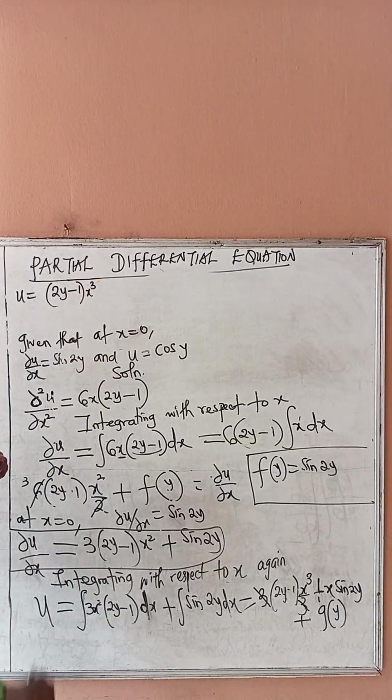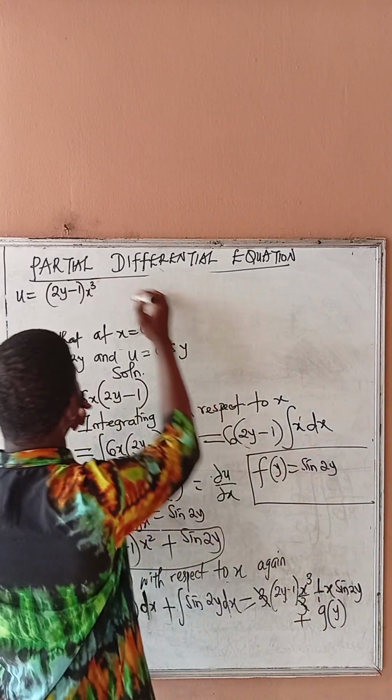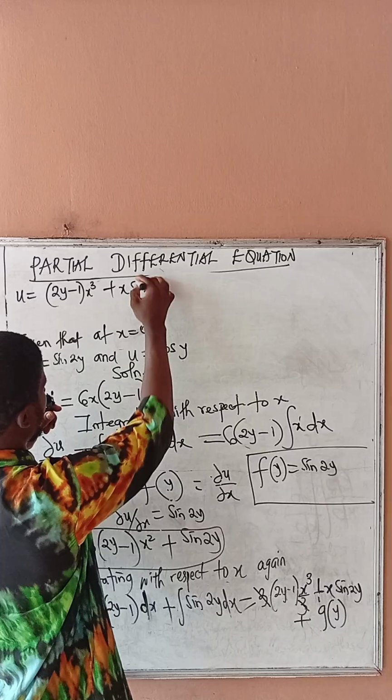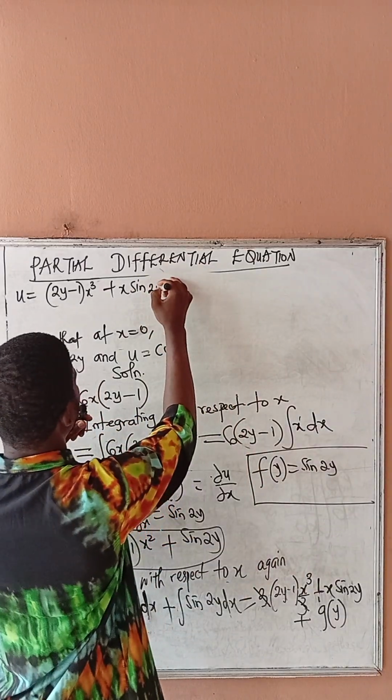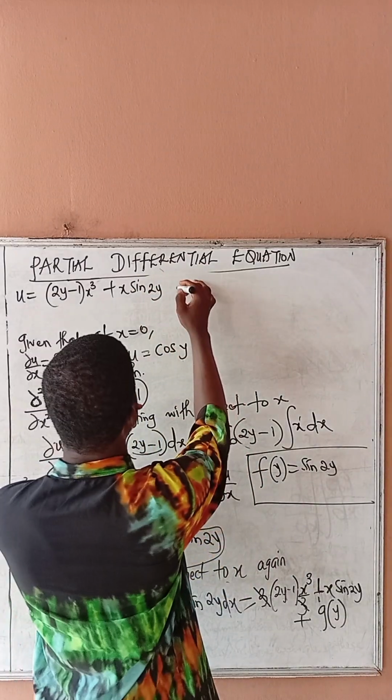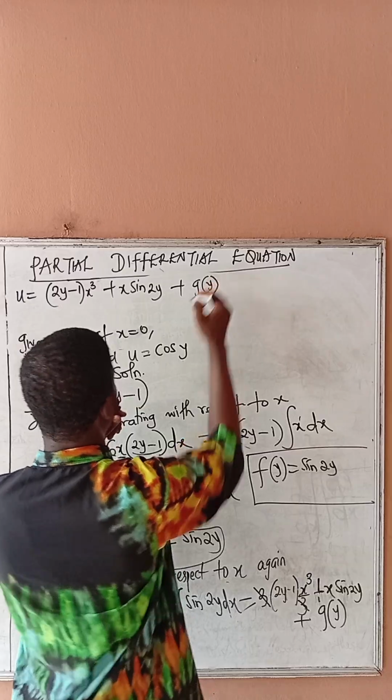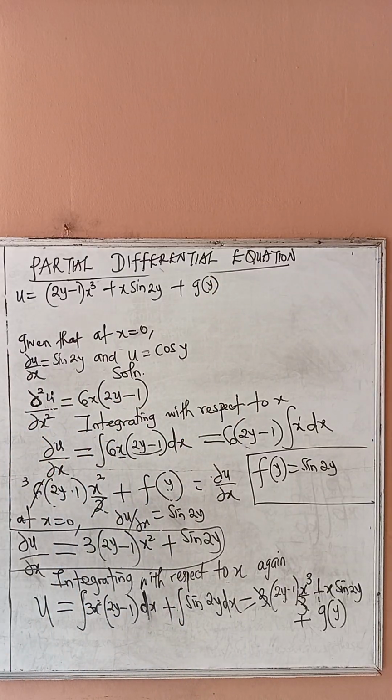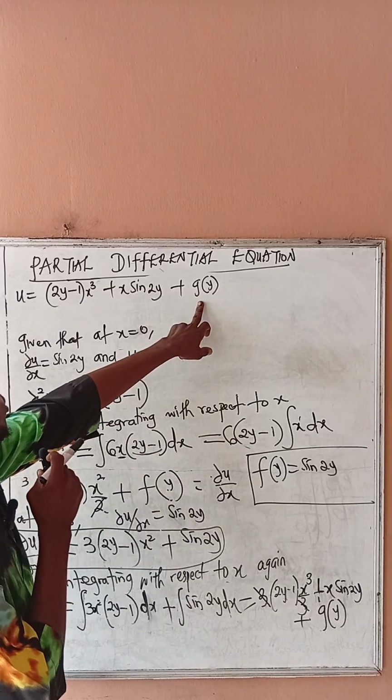X cubed plus x sine 2y, then plus g of y. Alright, we need to get g of y before we conclude.